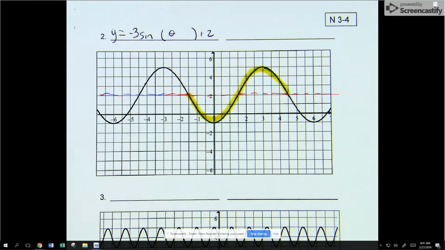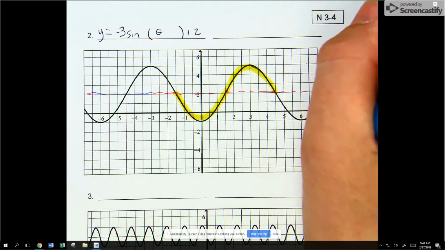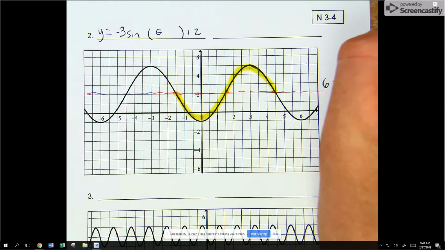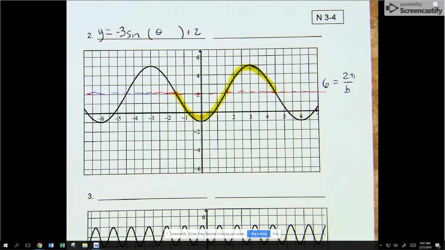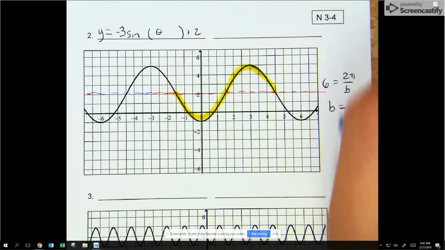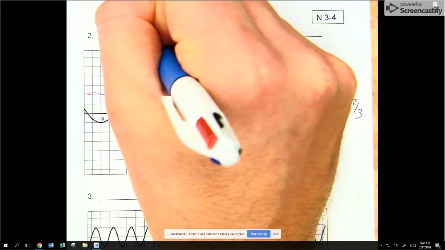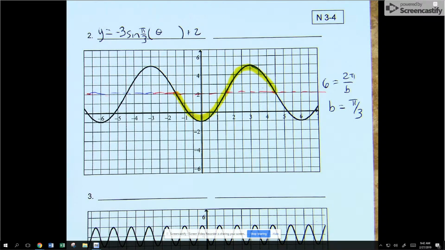All right, let's talk about the tricky part now. What is the period? Not B, what is the period? 6. Right, so if you just count, the period is 6. And that is what is equal to 2 pi over B. So what does B wind up being? Pi over 3. Or it's actually 2 pi over 6, but 2 pi over 6 reduces to pi over 3. So your pi over 3 goes in front.